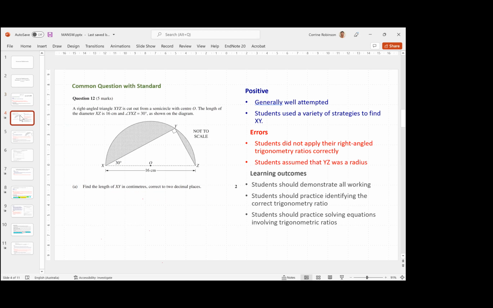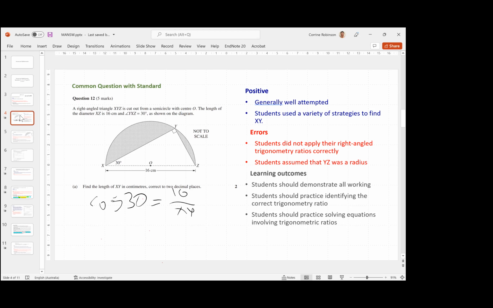All right, then question 12, also a common question with the standard course. Again, generally it was well attempted. And students used a variety of strategies to find x, y. That was perfectly fine. The sorts of errors that we saw was that students didn't apply the right angle trigonometry ratios correctly. For example, we might have cos 30 equals 16 over x, y, and then trying to solve that.